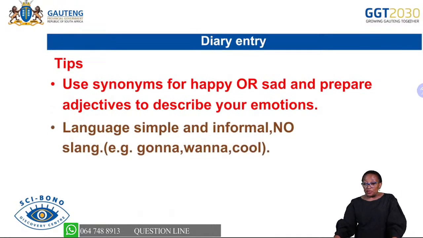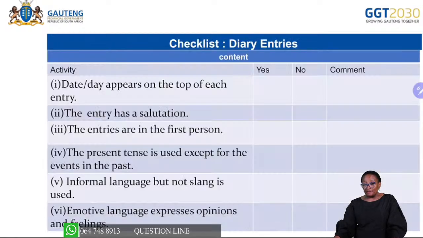Language must be simple and informal, no slang, that is gonna, wanna, or cool, that is slang. So we don't expect to see that in your piece. Let's have a look at a checklist for diary entries.